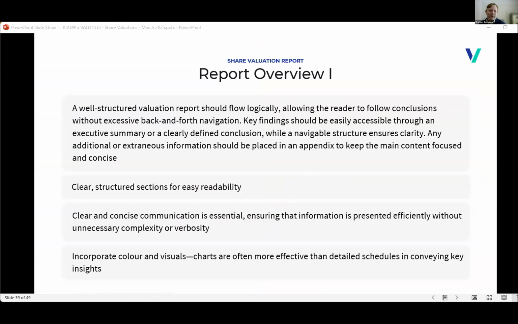Report overviews then. So a well-structured share valuation report should be clear, it should be logical, and it should be very easy to navigate. Key findings should be accessible via an executive summary or a conclusion section. And it should also have a logical structure with well-defined sections, preventing excessive back and forthing through the report. Appendices should contain supporting details to avoid cluttering the main report. And reports also do look better for visual elements such as charts, tables, all of which enhance clarity and highlight key trends.